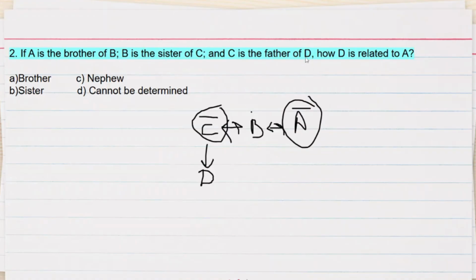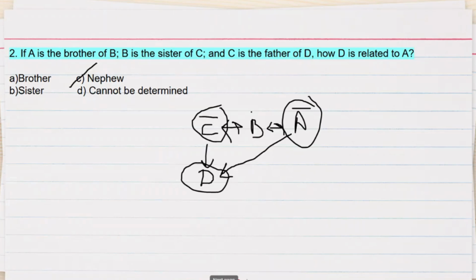Now what is asked in the question? How is D related to A? A is a boy and D is related to A. C and A are siblings. Right. So D is what? D is obviously the nephew, the son of your sibling. So that is being asked in the question. So guys, you can see that if you use this strategy and with practice, you can easily solve these kinds of questions by using this family tree itself.